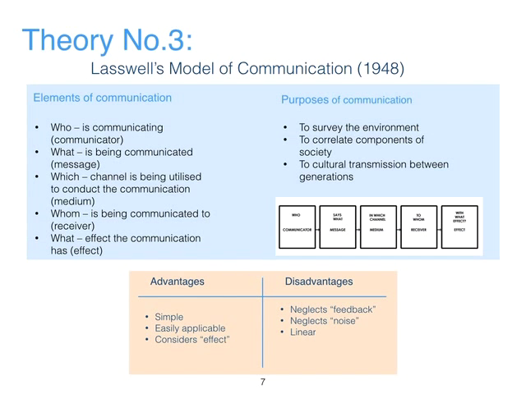A model commonly applied to communication situations is Lasswell's model of communication. It stipulates that communication contains the following 5 elements. First, who is communicating? Second, what is being communicated? Third, which channel is being utilized to conduct the communication? Fourth, whom is being communicated to? And finally, what effect the communication has.